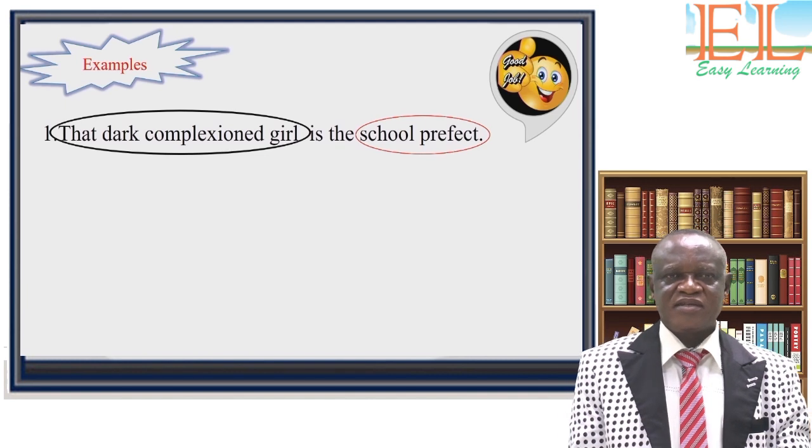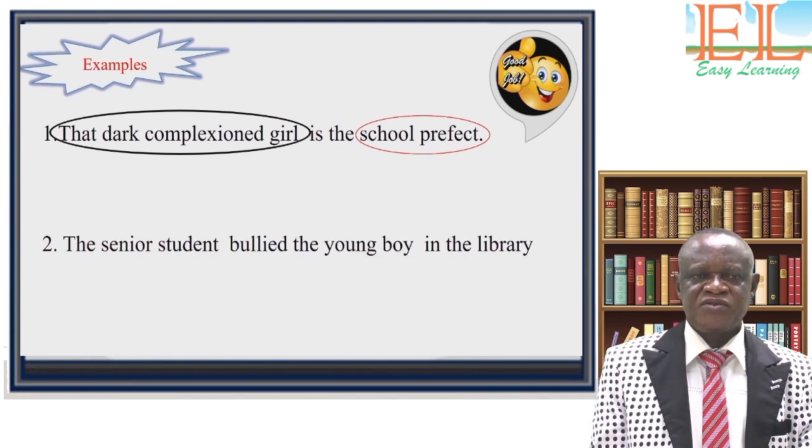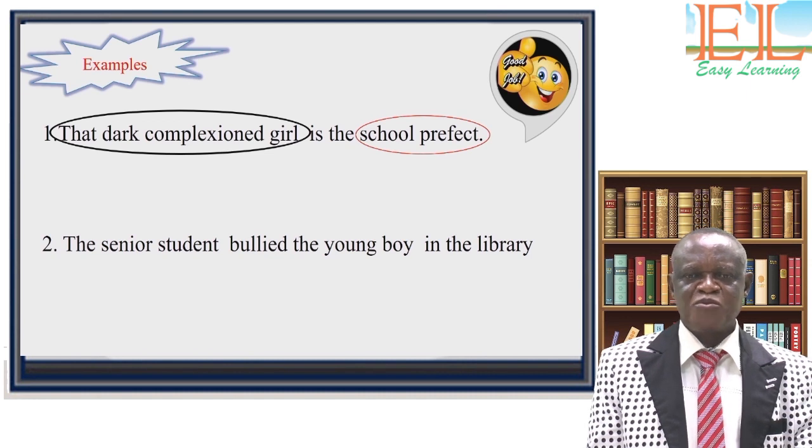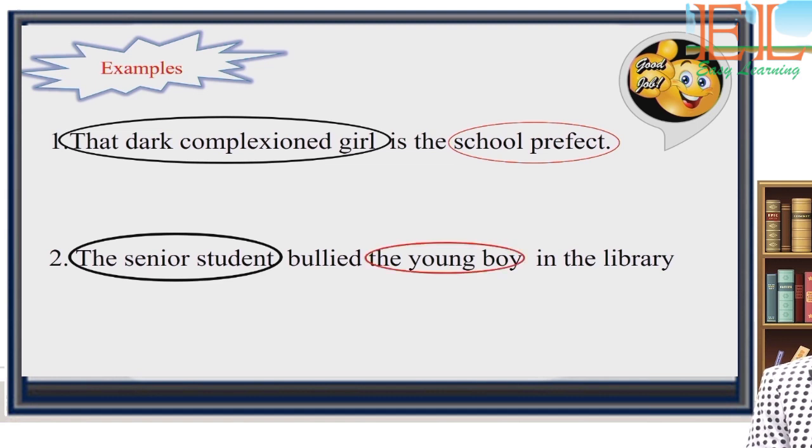Let's look at the second example on the slide. The senior student bullied the young boy in the library. The senior student is functioning as the subject of the verb bullied. The young boy is functioning as the object of the verb bullied. And the other element, in the library, is an adverbial.